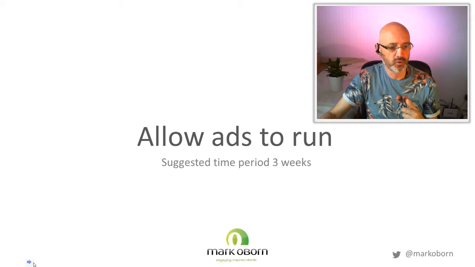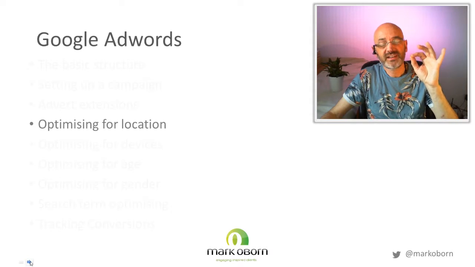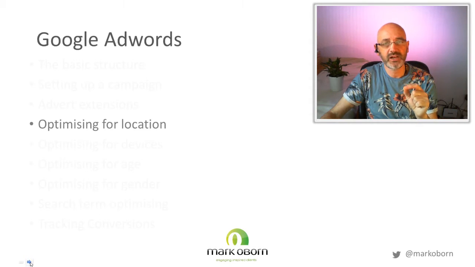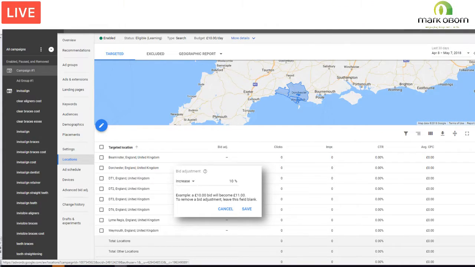Let's move forwards. What we're going to look at now is optimizing for different aspects. We're going to optimize for the location first. So remember I said to you, it's really important for you to put in multiple locations around your practice. This is why it's important. So you can see, for example, I live down in Bridport, and if I was running this advert, I've put in local areas.